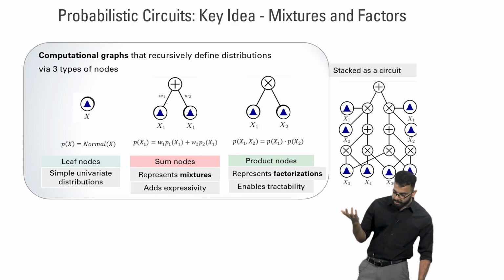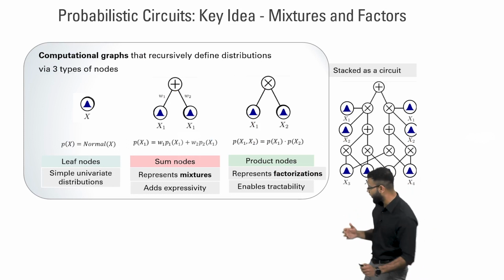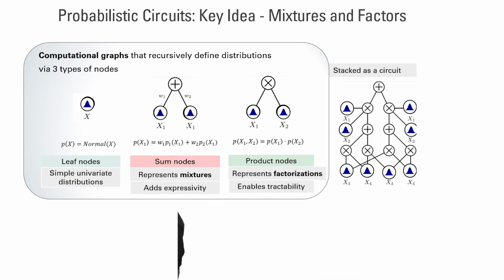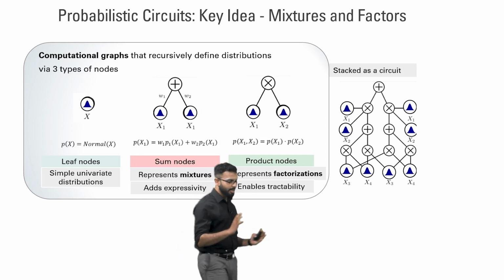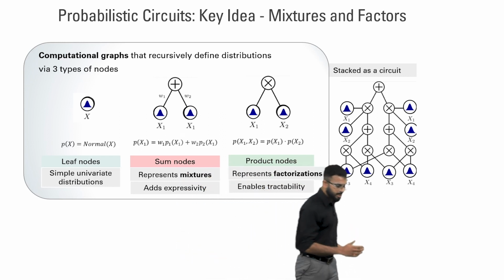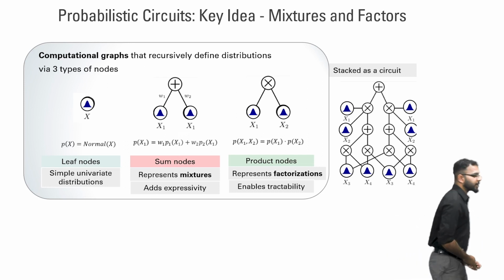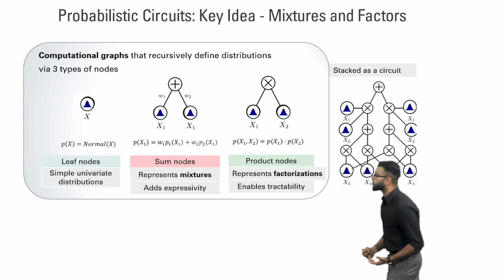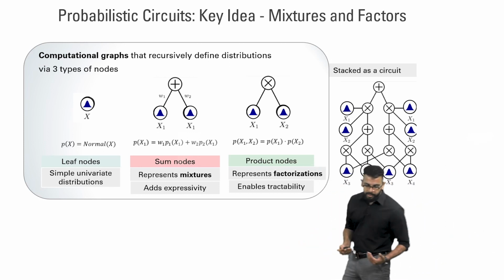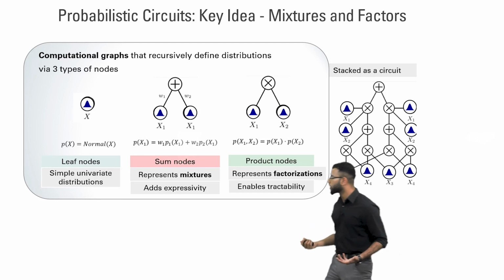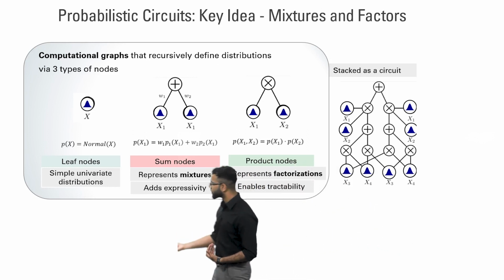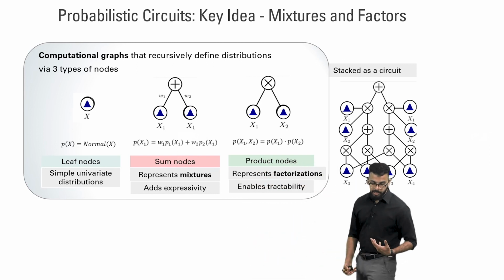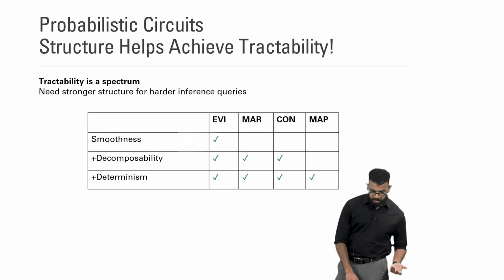And what are probabilistic circuits? What I really want you to keep in mind is that this is a class of models similar to neural models in terms of being computational graphs, but they are computational graphs defined over probability distributions themselves. They can be used to approximate complex distributions, and they utilize the two notions of factorizations and mixtures. Factorizations help you achieve tractability for inference. Mixtures add expressivity to your model. And that is a probabilistic circuit.